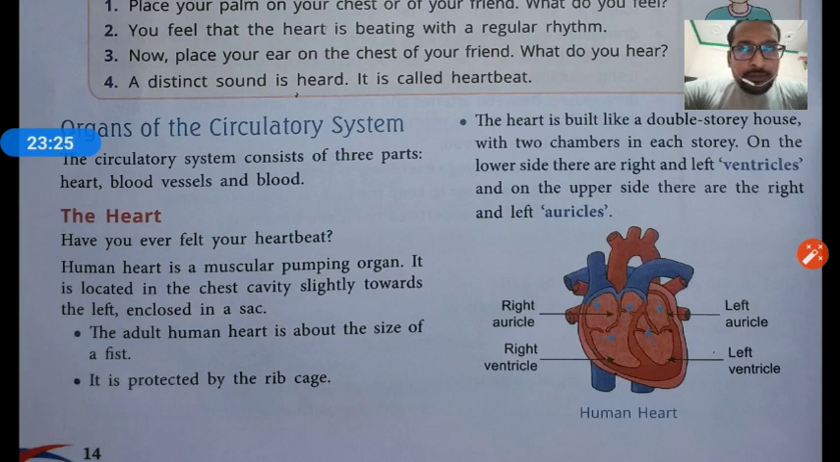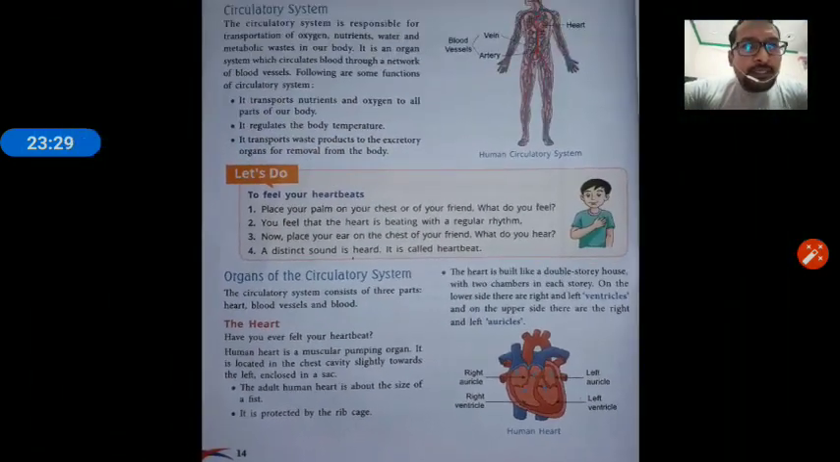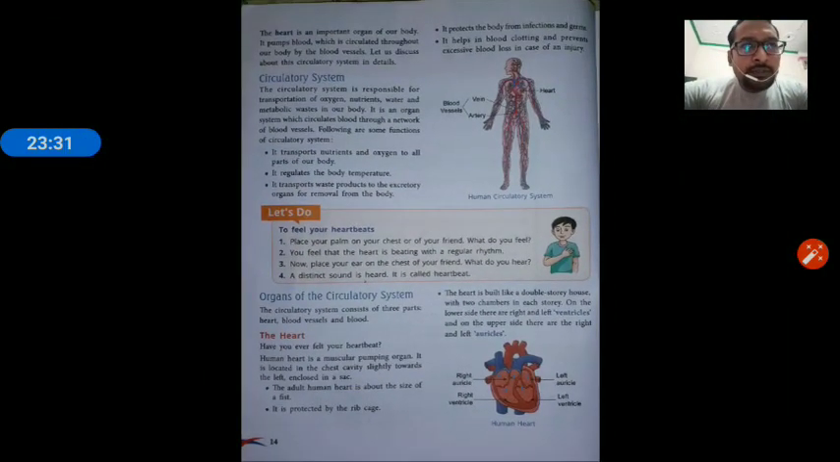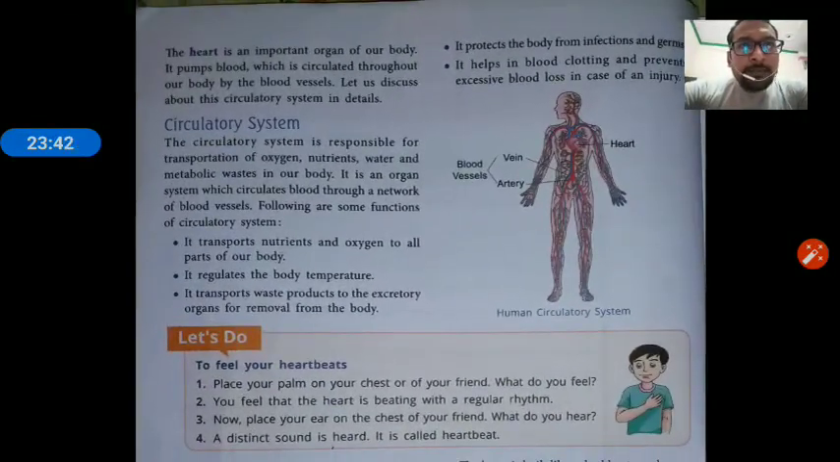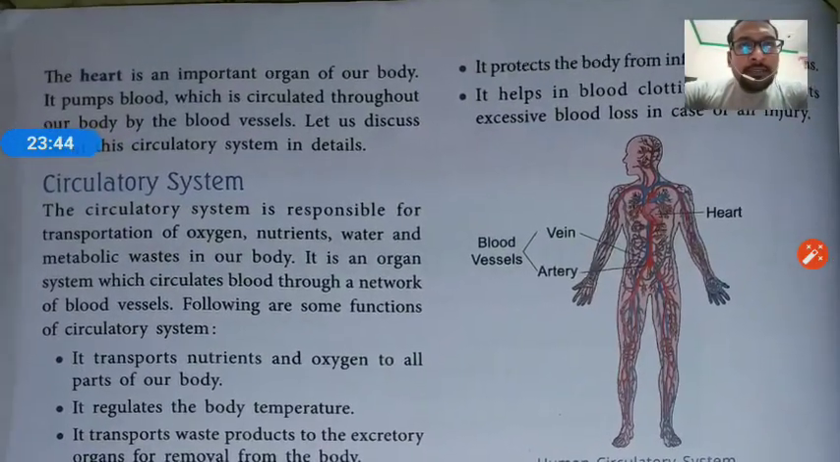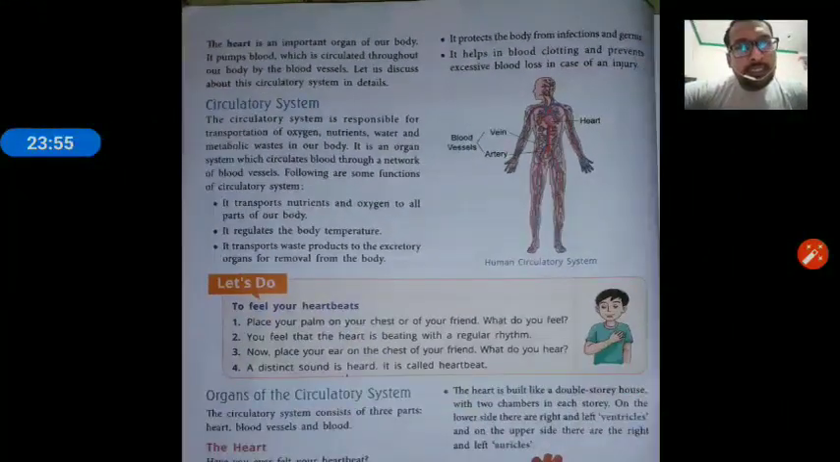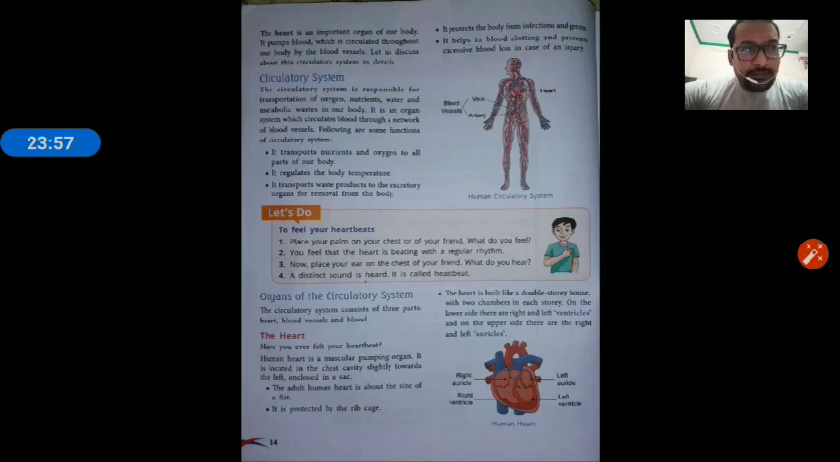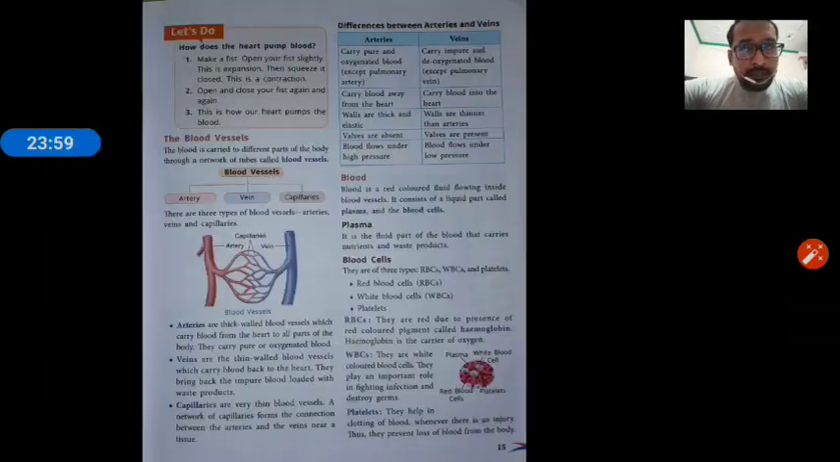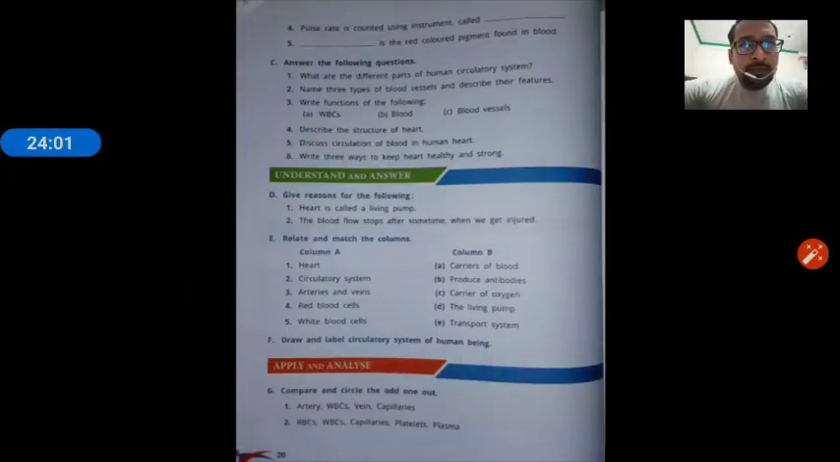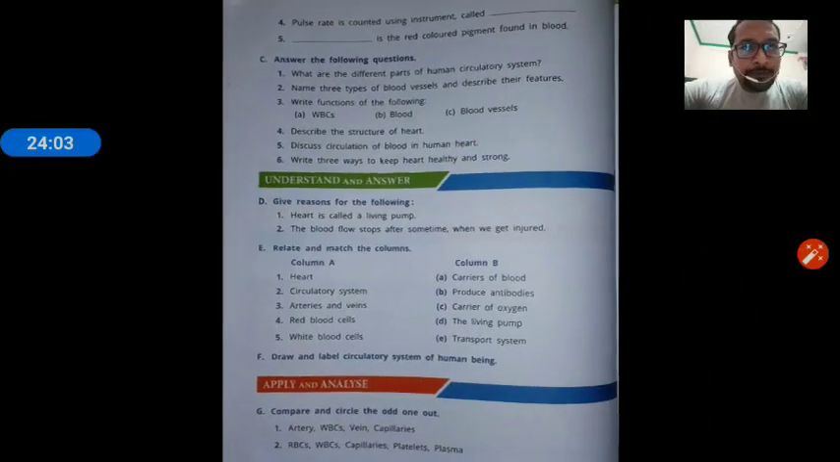So the three points are already being shown. At the top something is written: the heart is an important organ of our body. It pumps blood, which is circulated throughout our body by the blood vessels. This you can also write. So this is what you have to do in question number 4.